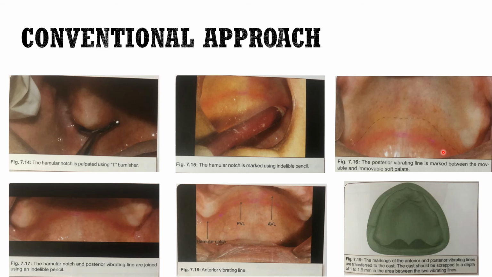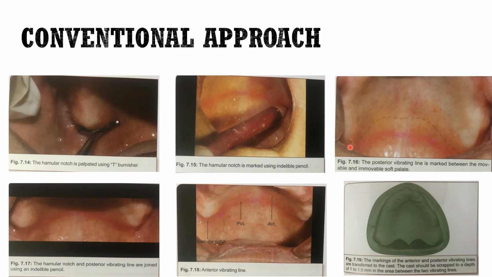The line marked at the hamular notch is connected with the posterior vibrating line using a pencil, and this will form the posterior border of the denture. So now you have marked your hamular notches and your posterior vibrating line, then you join them using a pencil. These two lines form the posterior border of the denture. Your denture should not go beyond this border; it should end over here.